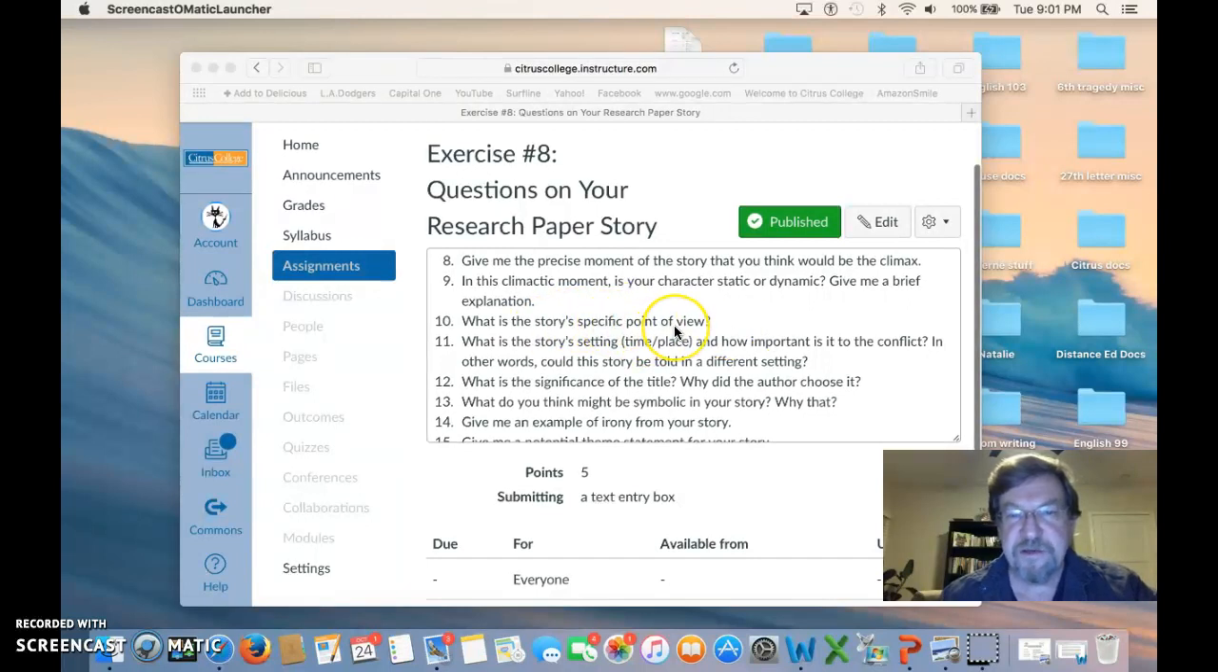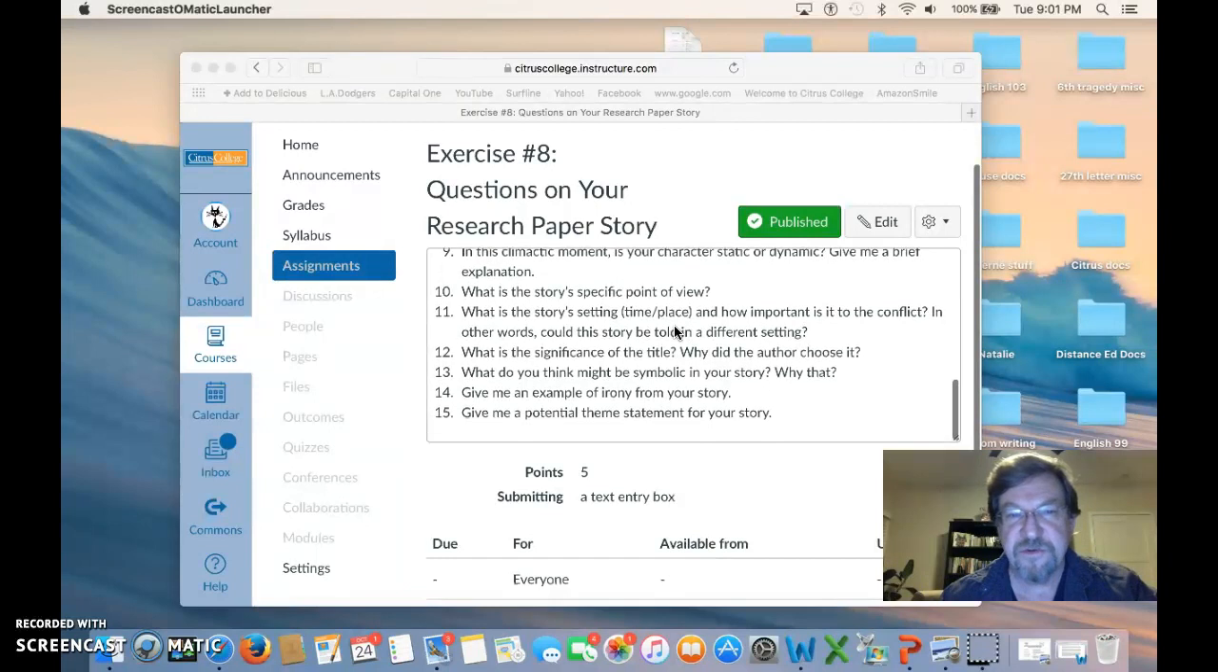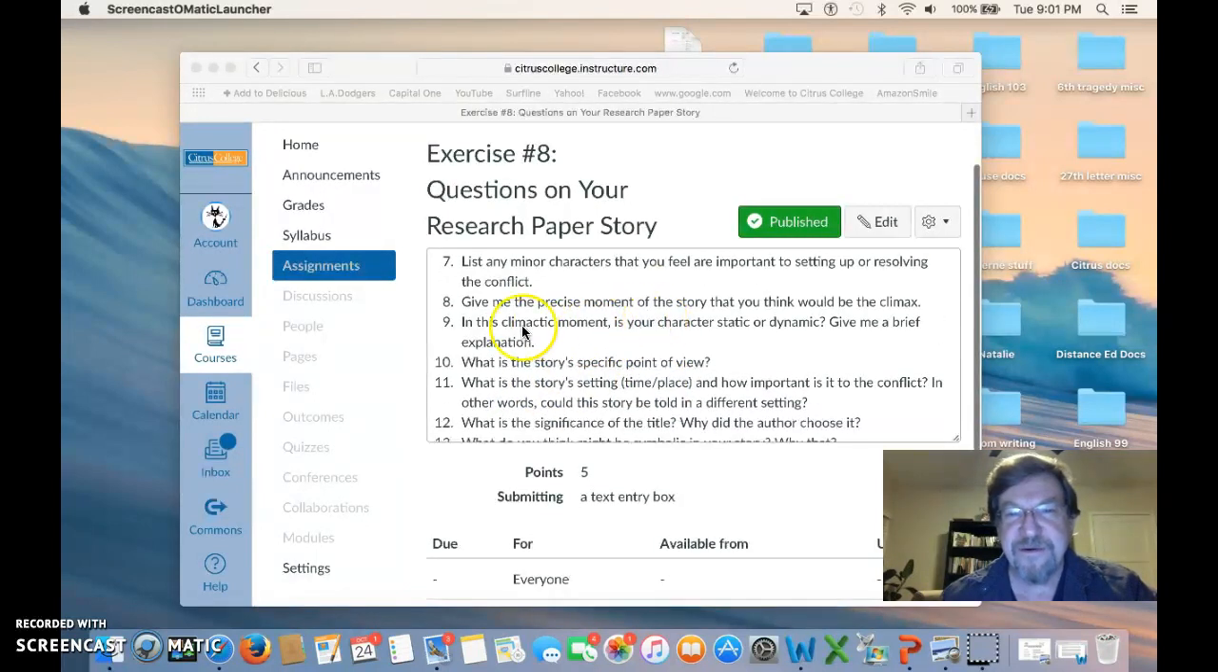What is the story's point of view? It's first person from Lyman. Lyman's telling me his own story. What is the story's setting? Oh, wait, I skipped one. Let me go back. Is my character static or dynamic? Well, let's see. Henry is kind of dynamic. He does change as a person, but that's not the protagonist. Lyman's trying to change Henry.